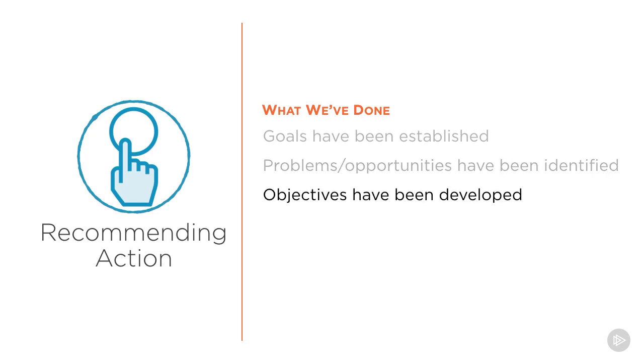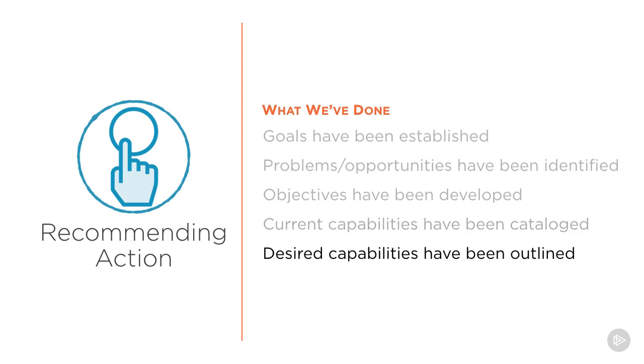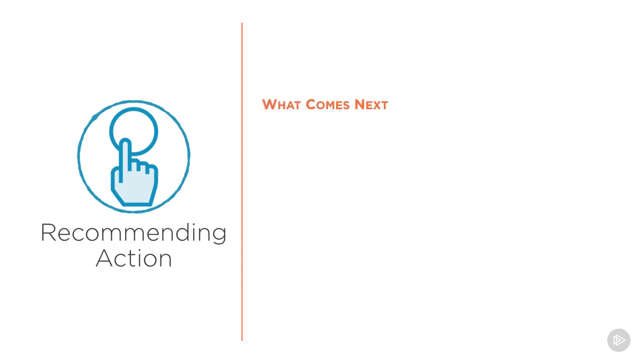From there, we were able to develop some objectives as to how we can help to either combat that problem or leverage the opportunity in question. From there, we went on to catalog our current capabilities and have an understanding of what we are able to do right now as an organization. Then, we outline what the desired capabilities must be in order to complete those objectives and either solve that problem or take advantage of that opportunity. At this point, we have a few more steps left in our business analysis lifecycle.